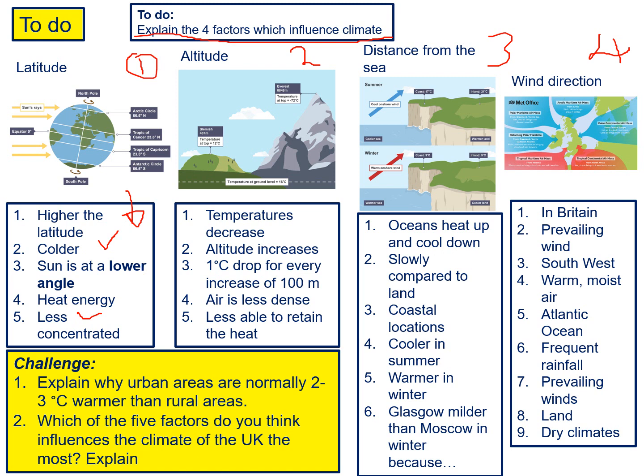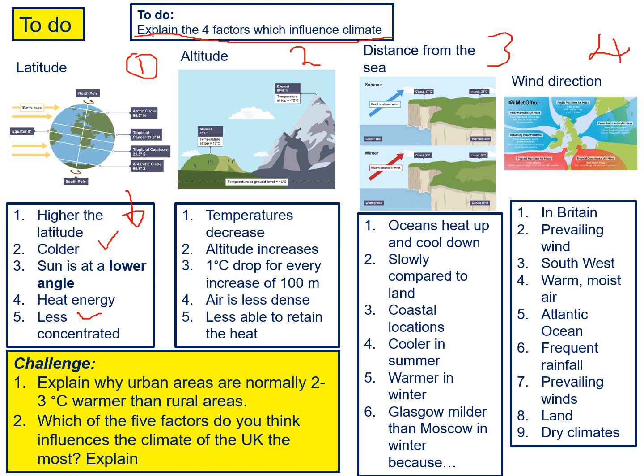So what I'd like you to do is write at least 4 really detailed paragraphs explaining each of these factors and how they influence climate. There is also a challenge here. I want you to have a look. It says explain why urban areas are normally 2 to 3 degrees warmer than rural areas. And then which of the 5 factors out of latitude, altitude, distance from the sea, wind direction and urban areas influences the climate of the UK the most? And then explain.